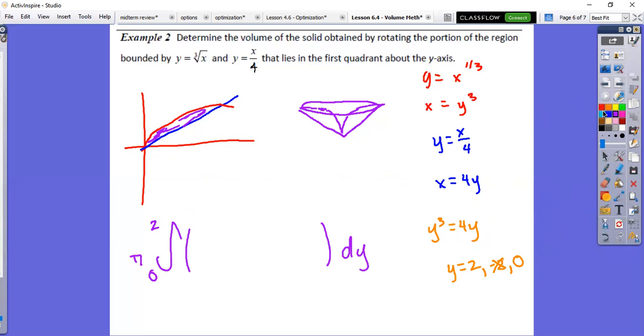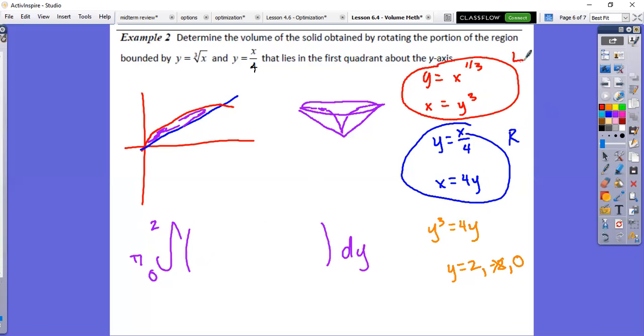Now I need to identify my right and left function. In order to do that, one easy thing to do would be just take the number 1 and plug it into each one of these. The reason I'm taking the number 1 is it's between the bounds 0 and 2. So whichever one is greater between 0 and 2 should be my right function. So if I plug in 1, right here I get 4, right here I get 1. So this is my right function, and then this will be my left function.